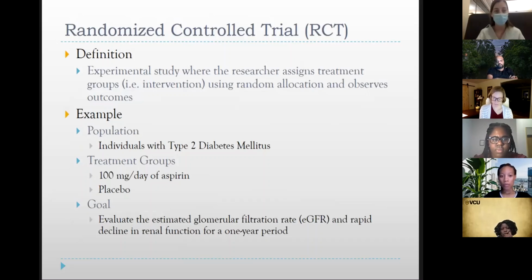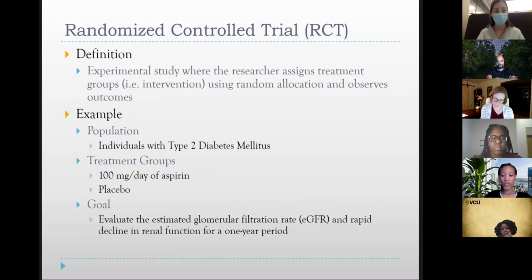And so the important term here is really random allocation, and this refers to dividing the study participants into treatment groups to reduce bias and confounding. And this ensures that each participant has an equal chance of being selected for each treatment group.